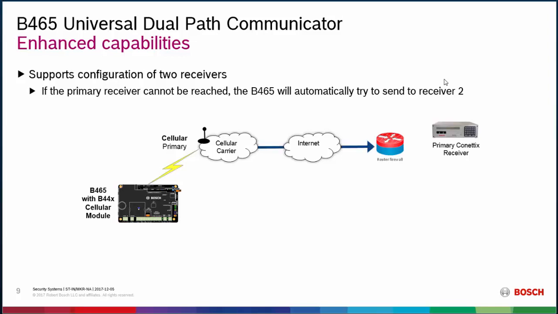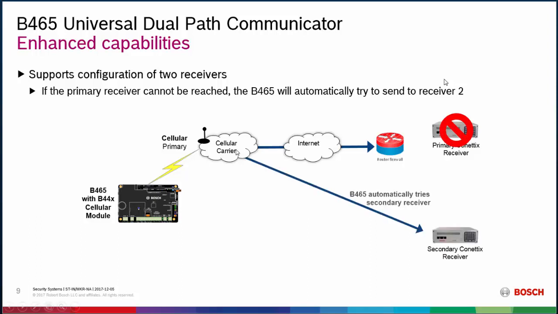So this is going to show basically using cellular as your primary means of communication. You make it out from the cellular carrier to the internet to the primary receiver. In this example, it did not work. It was not acknowledged that the signal made it there.